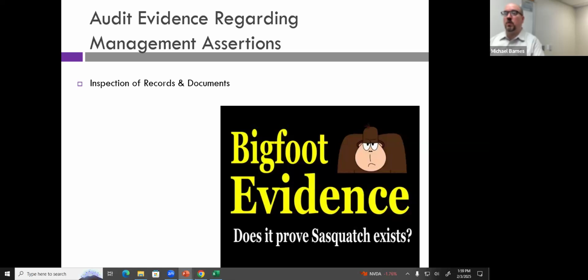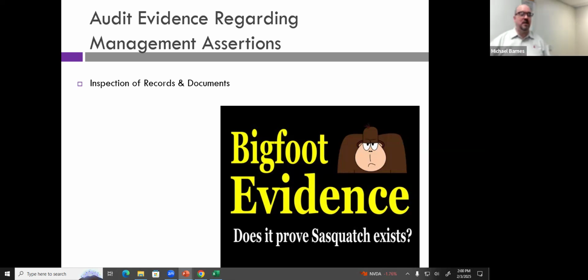And that is just as it sounds. We look at documents, we look at accounting records, and we try to determine if they support evidence in that area. This is probably our most important type of evidence that we can gather, because it provides a relatively high level of reliability and it can test multiple assertions simultaneously. Plus, it can be used during every phase of the audit, which is really nice.